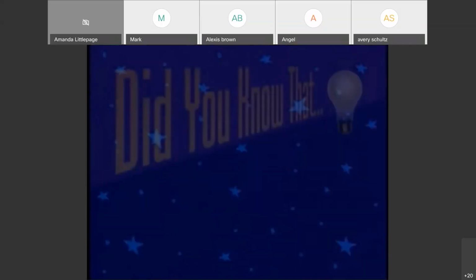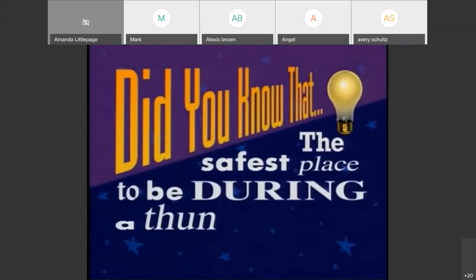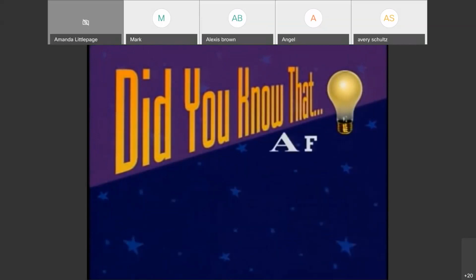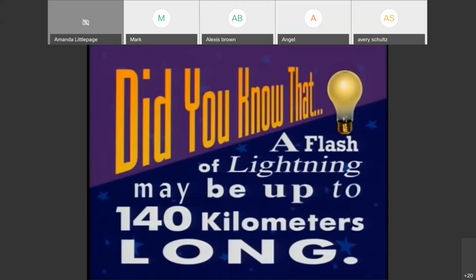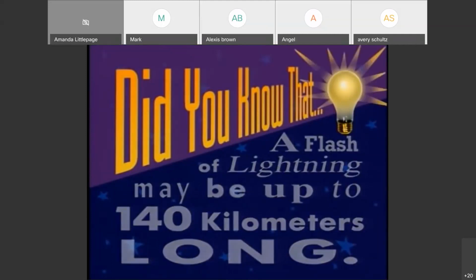Did you know that? The safest place to be during a thunderstorm is in your car. A flash of lightning may be up to 140 kilometers long. Now you know!